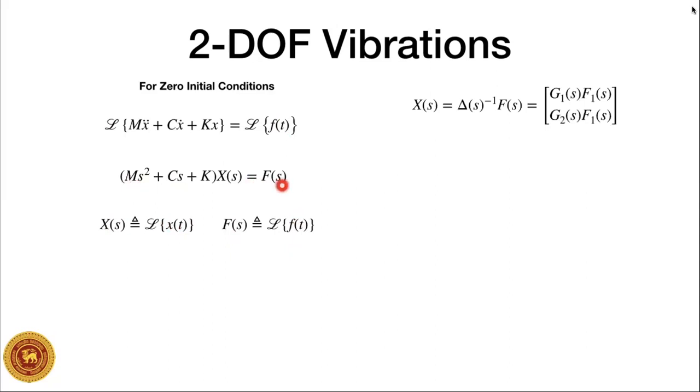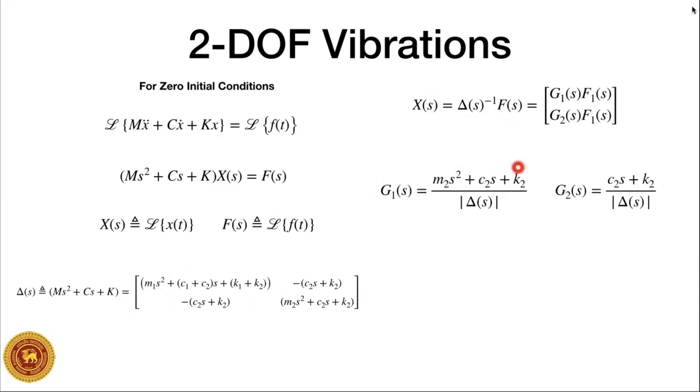And so if you have this, now this is a matrix polynomial. If you take the inverse of the matrix polynomial, X of s can be written down as delta of s inverse, this matrix inverse of that, times F of s. And so using Cramer's rule, we will find that that will be something like this, where this matrix is that. And so if you apply Cramer's rule, we will get something like this, where G1 of s is this and G2 of s is that, and F1 of s is the Laplace transform of the forcing function applied to the first mass, as we saw in the previous figure.